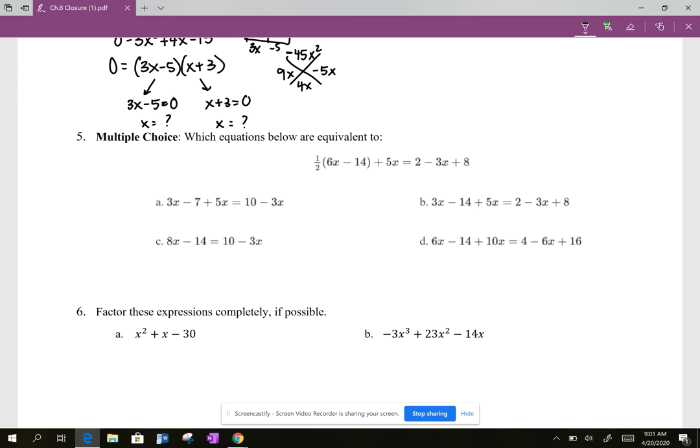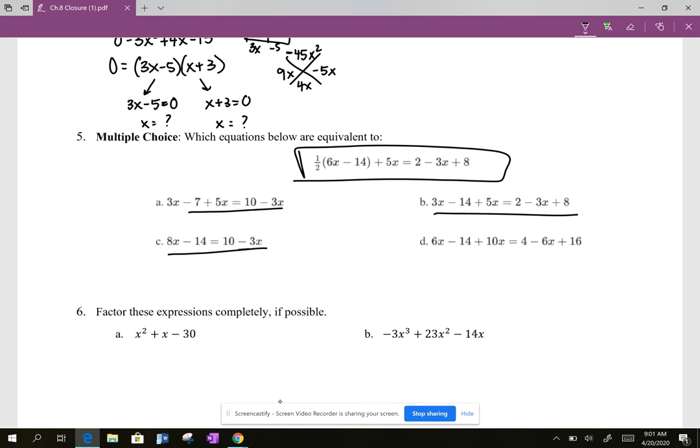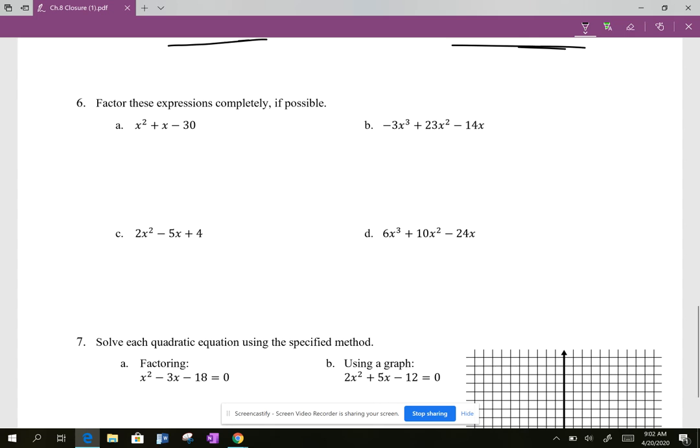Number 5, which equations below are equivalent to this? Look at each expression, simplify step by step, and see if it's equivalent. So try distributing this 1/2 and see if that leads you to one of these options. If it is equivalent, you would circle it. If it's not equivalent, you would cross it out. Okay, so that's my hint there. Here you're just going to factor. For number 6, I will give you a hint.